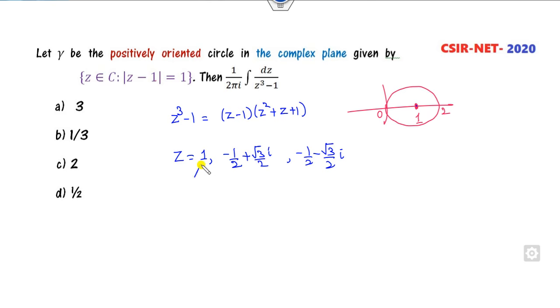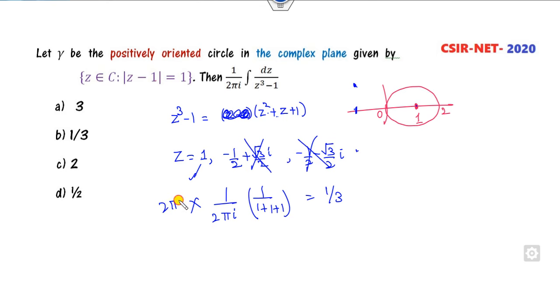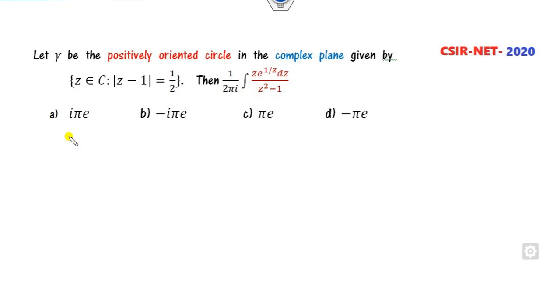z is 1, lies here, fine. Minus half is here, that lies outside the circle, there is no need of this. Minus half minus root 3 by 2 iota lies outside of this, so only z is equal to 1. So I can skip this portion, I can substitute z is equal to 1 here, so 1 over 2 pi iota, 1 over, substitute here 1 plus 1 plus 1, so that is 1 over 3. I can multiply this by 2 pi iota, so it cancels out, 1 over 3 is the right answer.